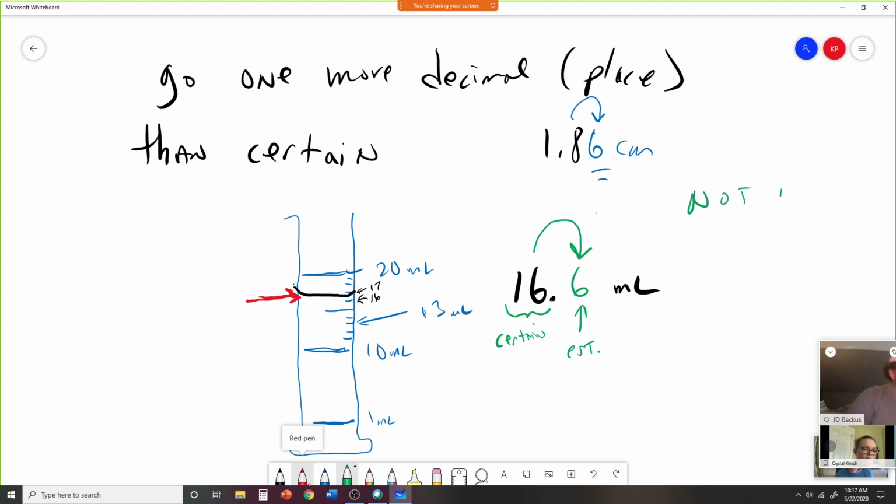So don't get fixed on what my point is. It's not always two decimals. It's always one more than what you have. If you have no decimals, as in this case, you go over one more, so you would go from no decimals to one decimal. When we did the ruler, we went from one decimal that we knew for sure, and we estimated that last decimal. So that's how you do measurements. Anytime you have measurements, that last digit is always estimated.